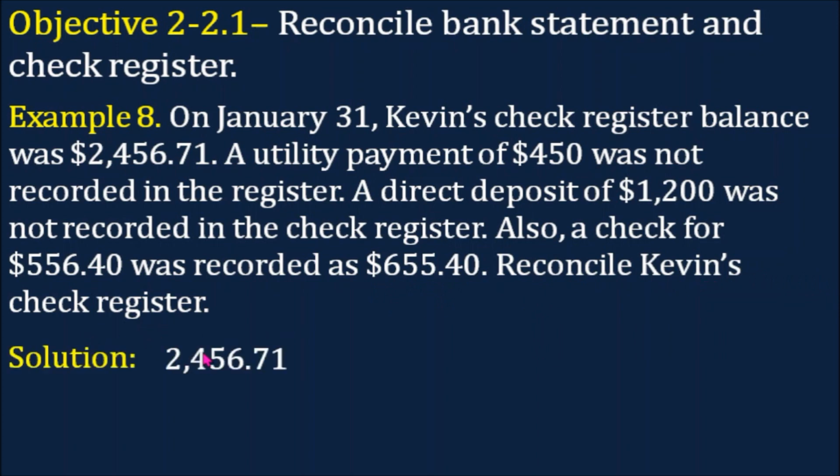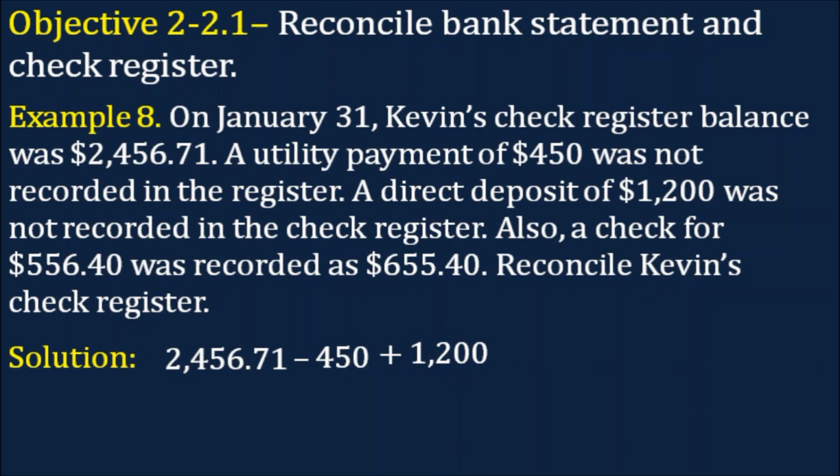So first, we are going to start with the balance. So that's $2,456.71. Then we have here a utility payment amounting to $450 that was not recorded, so we are going to record it. So meaning to say we are going to subtract $450. Then we have here a direct deposit of $1,200. So that means we are going to record this as well. So we are going to add $1,200.